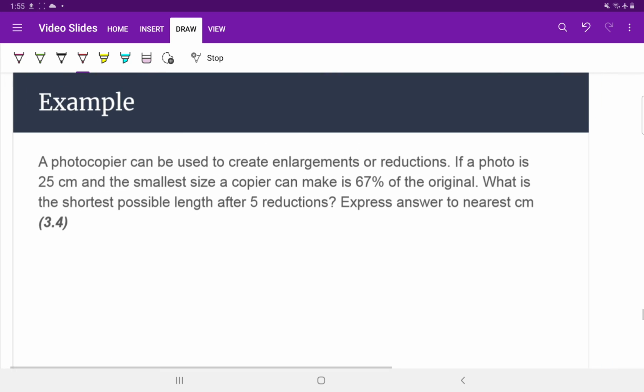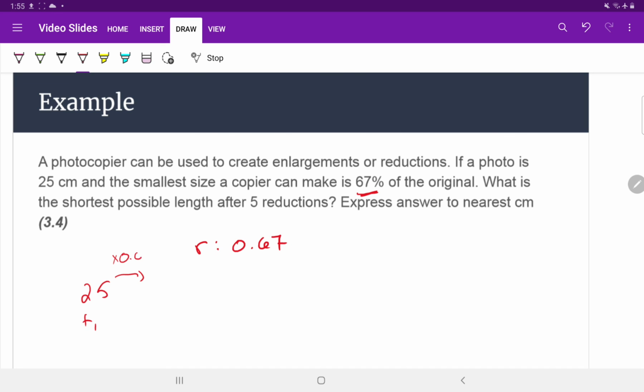A photocopier can be used to create enlargements or reductions. If a photo is 25 centimeters and the smallest size a copier can make is a 67% reduction, by the way, that means our R value is going to be 0.67. What is the shortest possible length after 5 reductions? So we start with 25, that's our term 1. And I know then that I'm going to be multiplying by 0.67. So I'm going to do that 5 times after 5 reductions.